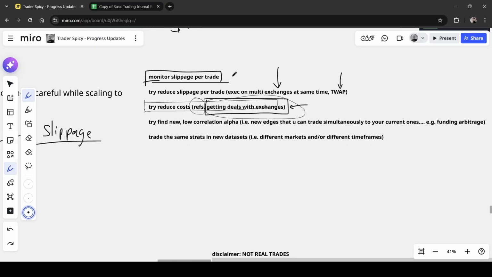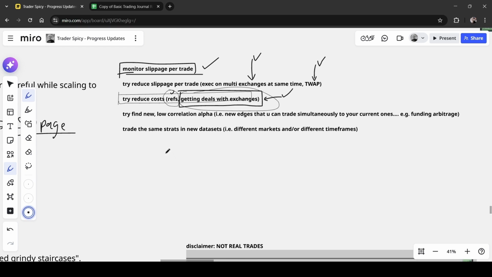Okay, if you've already done all this, you're tracking your slippage, you're trading on multiple exchanges at the same time, you're trying to get your execution really polished to reduce your slippage per trade. If you've done all that, and you've tried to get the referrals and the deals with exchanges, the only real thing that you can do beyond that is find new alpha, right? You're just going to have to find new edges, new strategies which have a low correlation to whatever it is that you're doing currently, so that you can trade it simultaneously with whatever you're doing at the moment.